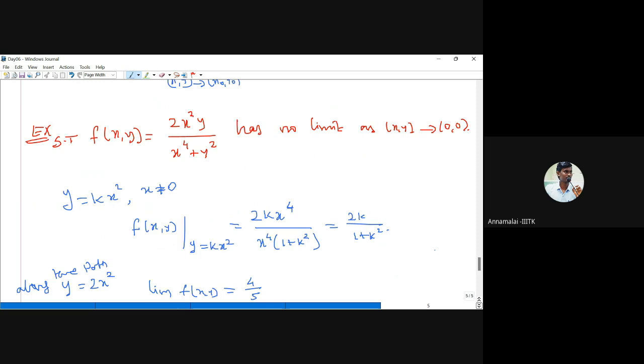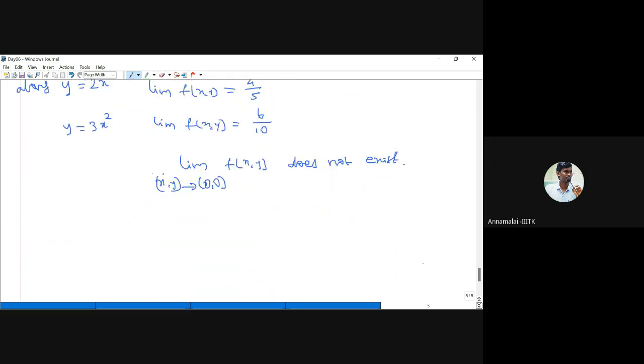So any doubt in this? First you have to substitute the limit directly. If you get a finite value, then the limit exists. The limit is nothing but the value. Suppose if you substitute the values directly, you get 0 by 0 form or anything by 0 form. Then you have to find the limit. So you have to choose some path, and then you have to check whether the limit exists or not.